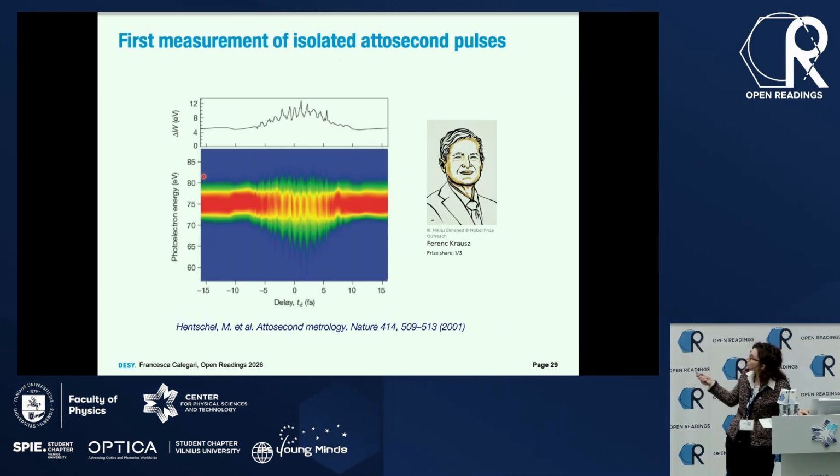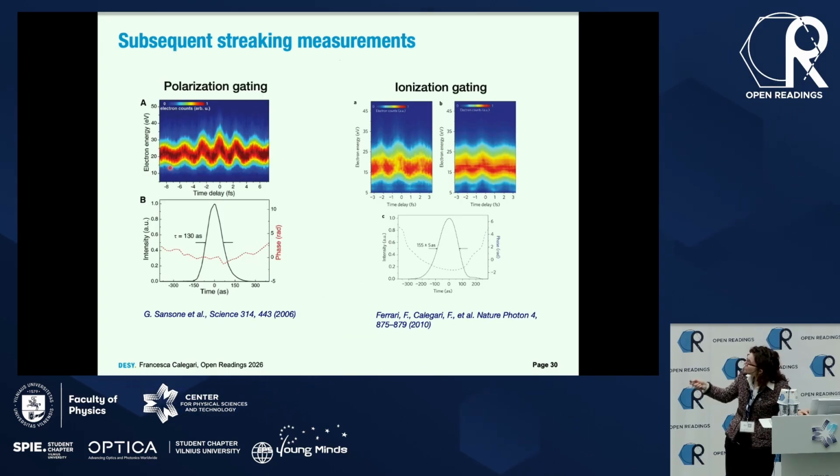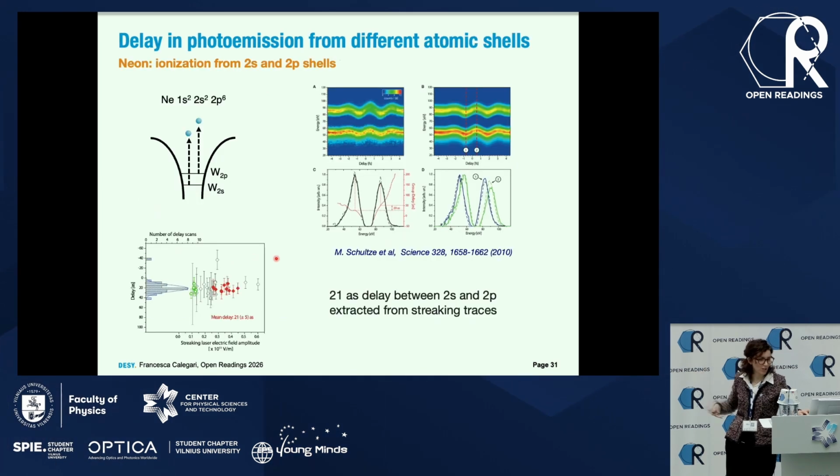So that was the first streaking measurement ever performed that gave the Nobel Prize to Ferenc Krausz. And you see it's very ugly. I mean, you don't really see an electric field here. You see something, but at that time it was not so clear. And in time, much better streaking measurements have been done, with retrieval of pulse durations in the order of 100, 150 attoseconds. But now, as I said, there are even pulses as short as 19 attoseconds. So the technology has evolved a lot.